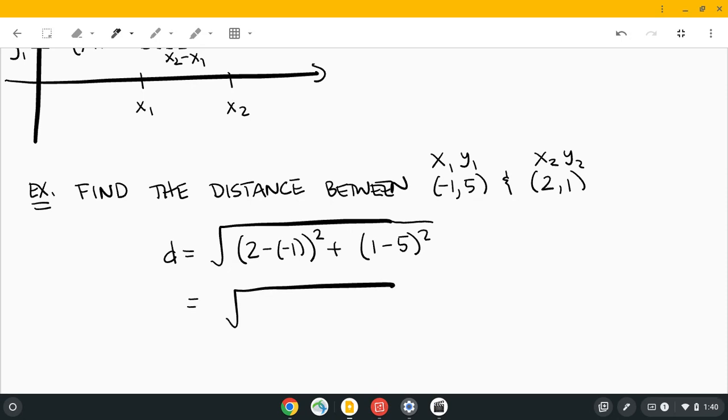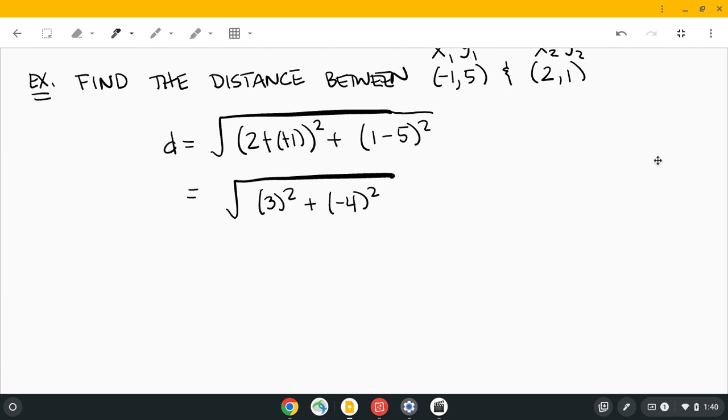All right, this here, double negative, becomes plus. So that becomes 3 squared. And here, this becomes -4 squared. So this becomes 9 plus 16. That is the square root of 25, which is 5. Okay? All right, so that's how you use the distance formula to find the distance between 2 points.